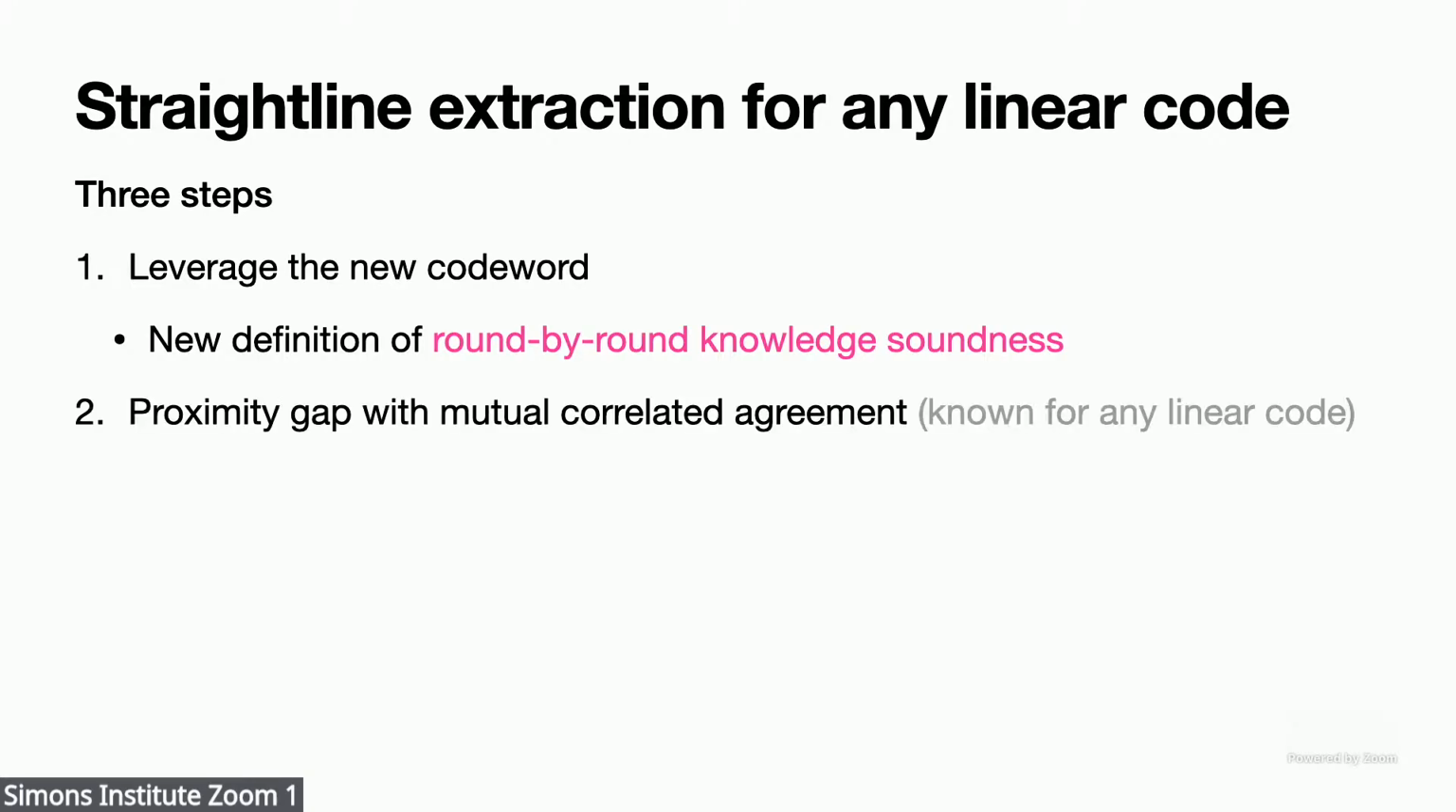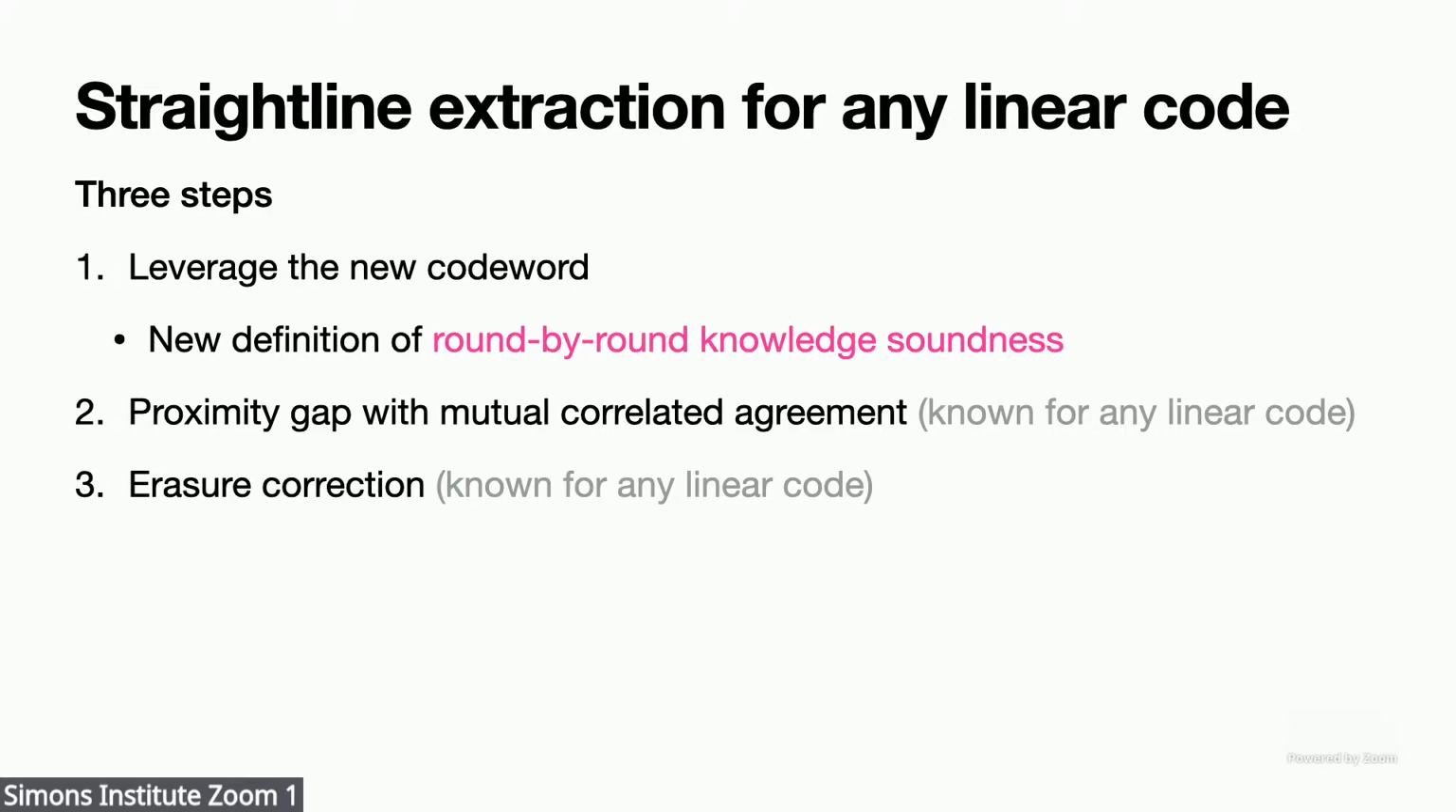The second thing is that we needed a proximity gap with mutual correlated agreement. As we've discussed, this is known for any linear code. And the final thing is that we need an efficient erasure correction algorithm. Again, this is known for any linear code, just by solving the linear system that's induced by the locations that don't have erasures.